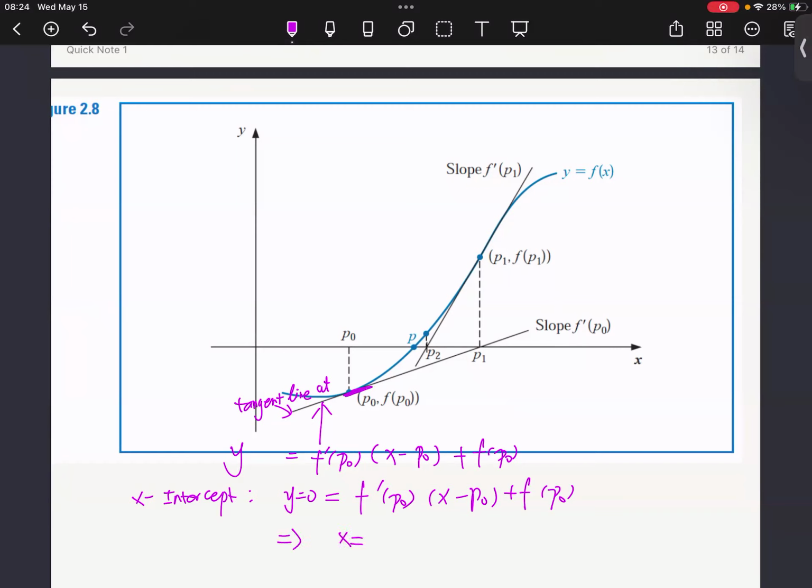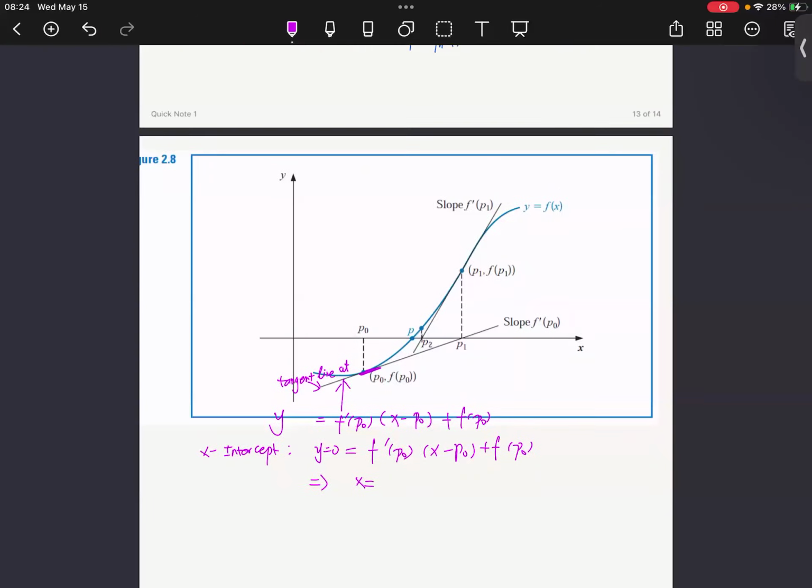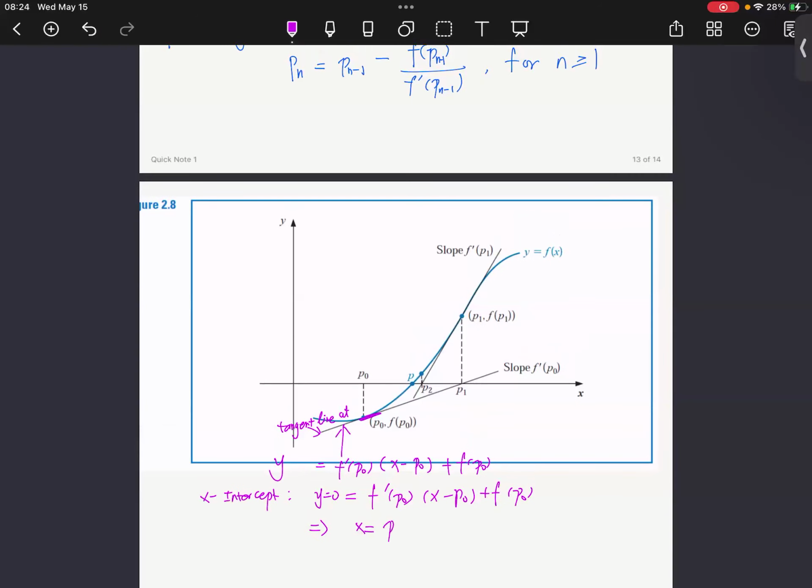These things equal p0 minus f at p0 over f prime at p0. As you can see here, we can compare this. This is the x-intercept, and we can compare it to the formulas we have there. You will immediately find out that this x-intercept is just the p1 number in the sequence.